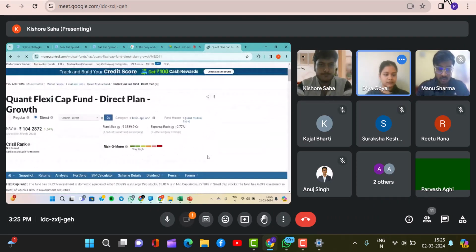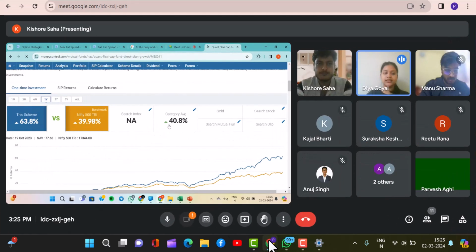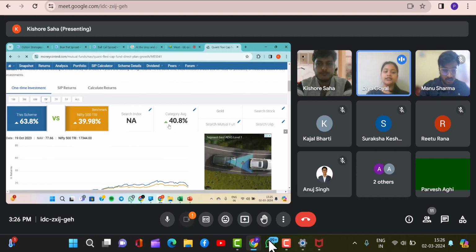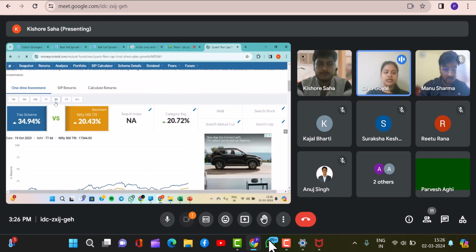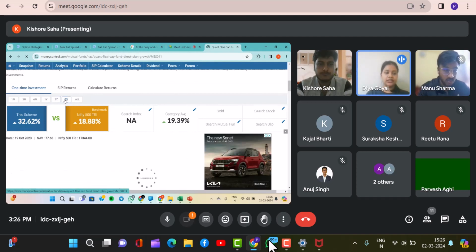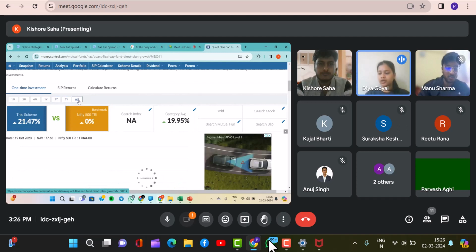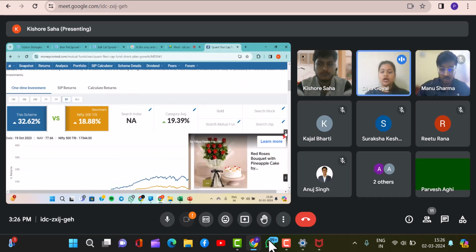Scroll it down. That's it. So we can see that the Quant Mutual Flexi Cap Fund has generated 63.8% returns in 1 year, and if we compare it to the benchmark of Nifty 500 TRI, it has generated 39.98. And if we go to 2 year, it has still generated better returns than the benchmark, and we can see it over the 5 years as well. So we can conclude that this fund has outperformed its benchmark as well as the other funds. So now Manu can take over.